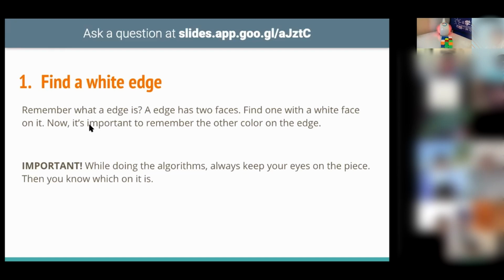The first step for the cross is to find a white edge. So with your scrambled cube, look around for a white edge that has another color on it. An edge has 2 faces, and you want to find one that has 1 white face. For instance, this one has white and blue, and this is an edge. And remember, it's very important to remember the other color on the edge. We're going to use it later when we actually put it into the correct position. So for this example, I'm going to use this white blue edge.